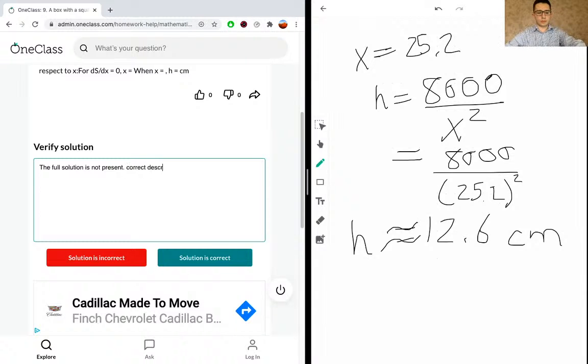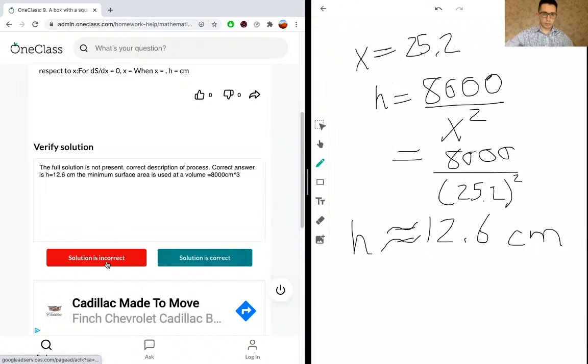Correct description of process. The correct answer is when the height equals 12.6 centimeters, the minimum surface area is used at a volume. Our constraint was that the volume needs to equal 8,000 centimeters cubed. So the solution is incorrect.